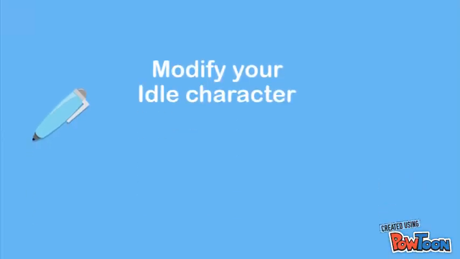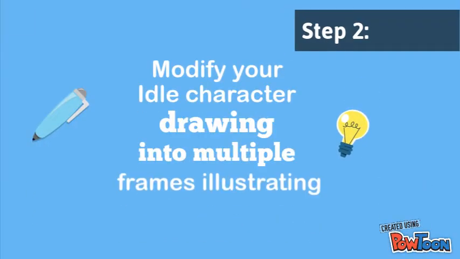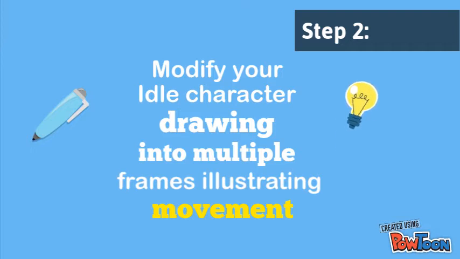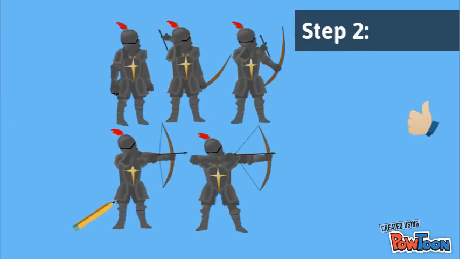Step 2 requires you to modify your idle character drawing into multiple frames illustrating movement. This slide gives an example of what an animated sprite sheet would look like in 2D. Notice that I have gradually made changes from the idle standing position to spread leg to the weapon being raised in the air. So when you are creating your sprite sheet, think step by step.